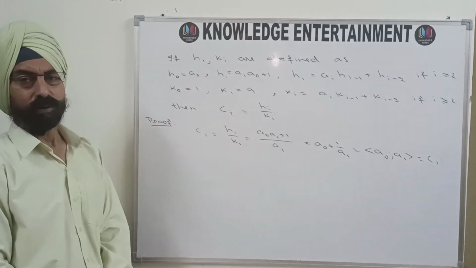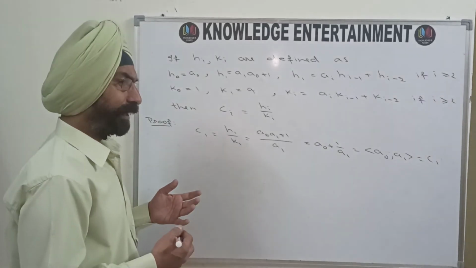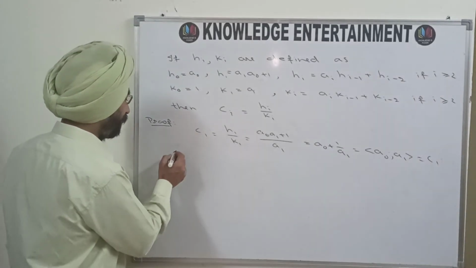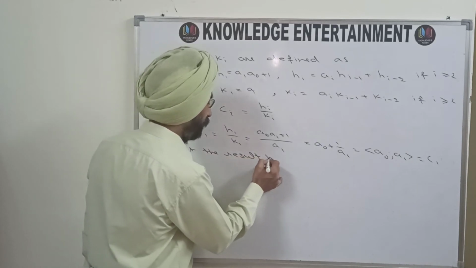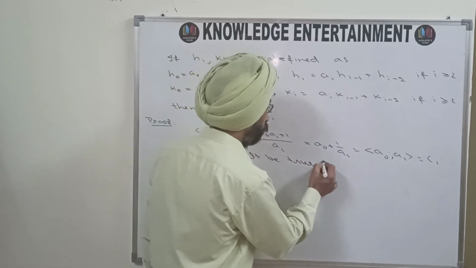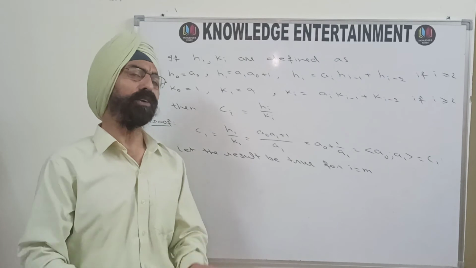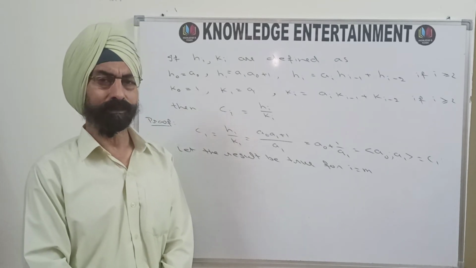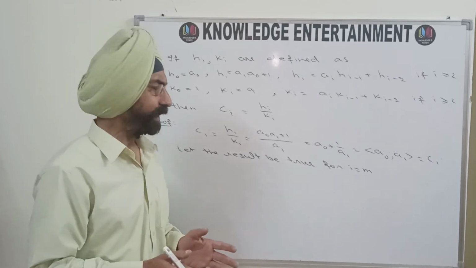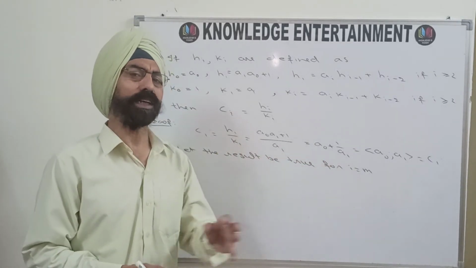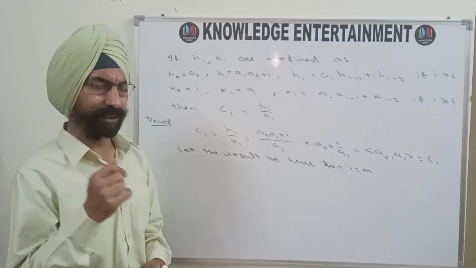Now suppose that the result is true for i equal to m. Let the result be true for i equal to m. That means if the number of partial quotients is m, we have supposed that the result is true. And now let us see what will happen if the number of partial quotients is m plus 1.